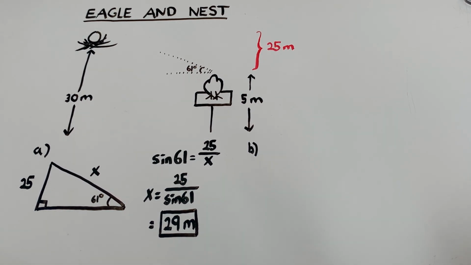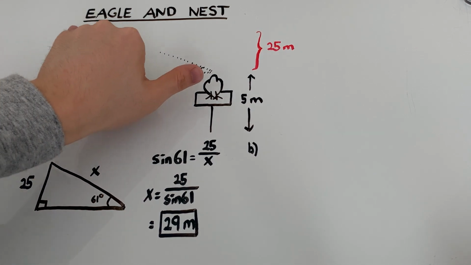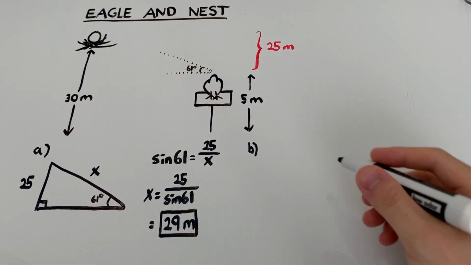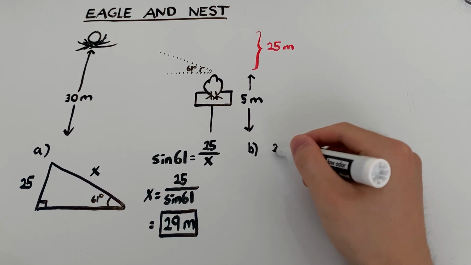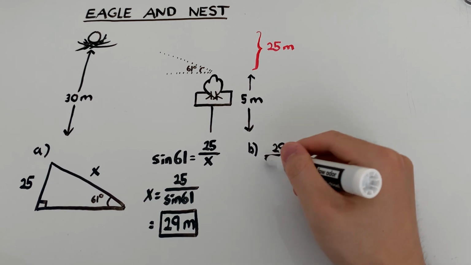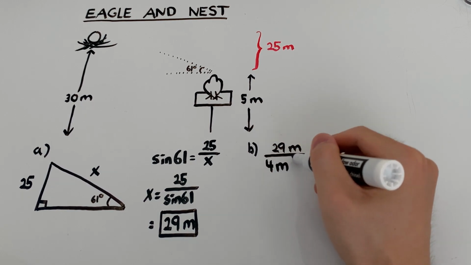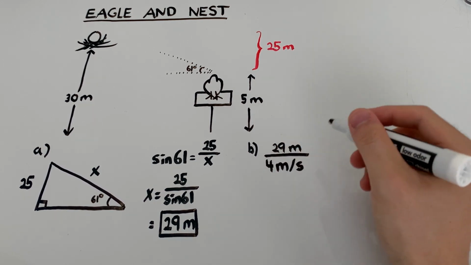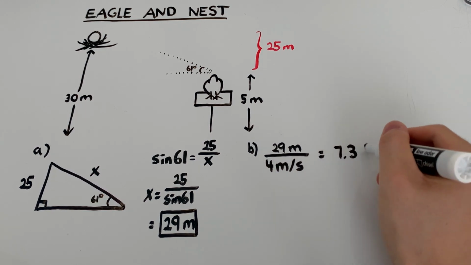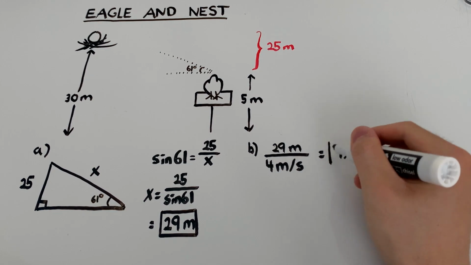Well, luckily for us, in part A, we know the distance is 29 meters. So if the eagle has to cover a distance of 29 meters and it flies at a rate of 4 meters each second, then it's going to take a total of 7.3 seconds.